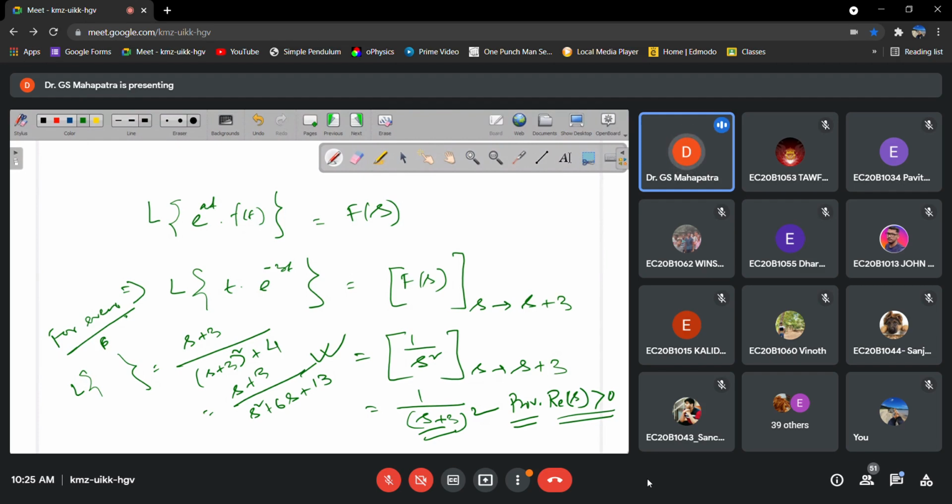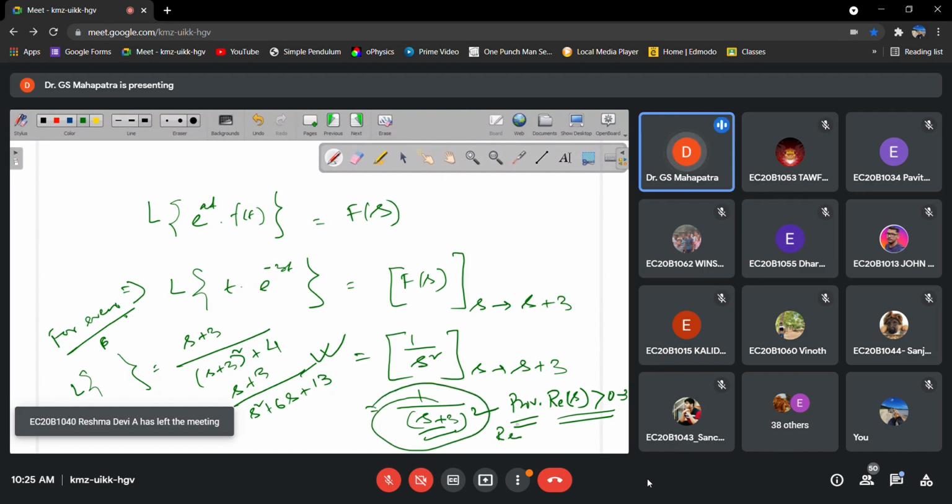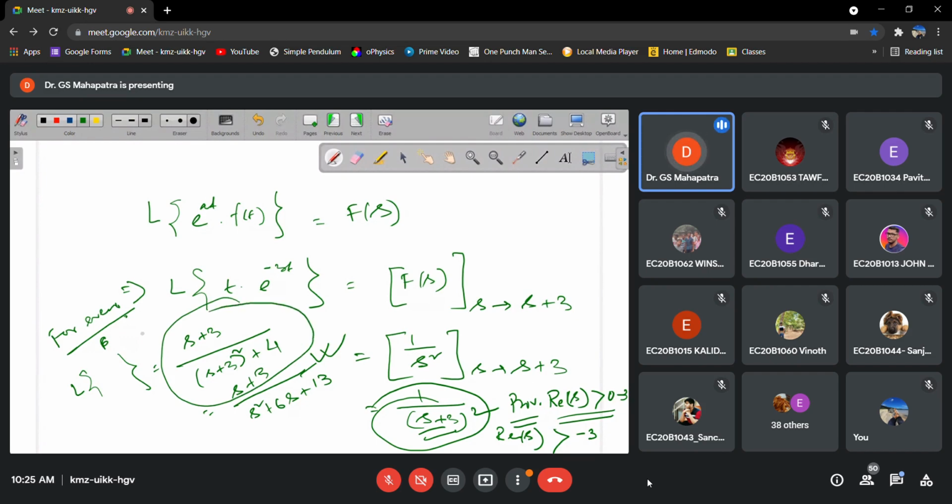I repeat, your answer is correct, but that is for 0 minus 3. So for the real part, you have to see whether this is defined or not. The real part of this one is greater than minus 3. Is there any such condition for the even roll number? Just think and tell me.